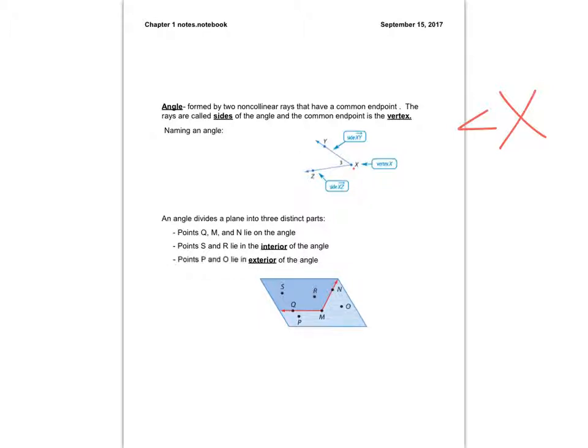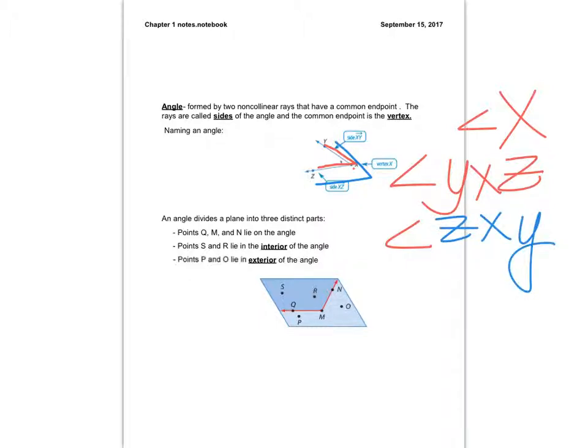You can also call it angle, and you start on one of the side rays, come to the vertex, and to the other side ray. So it would be Y, X, Z, or the inverse, Z, X, Y. So the important letter here is the vertex, the vertex, the vertex. The vertex has to be in the center if you're using 3 points.